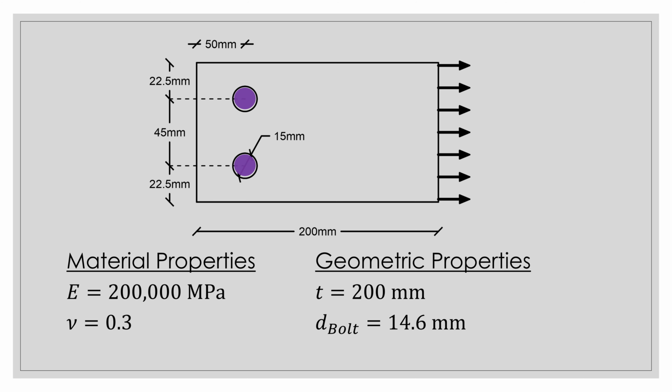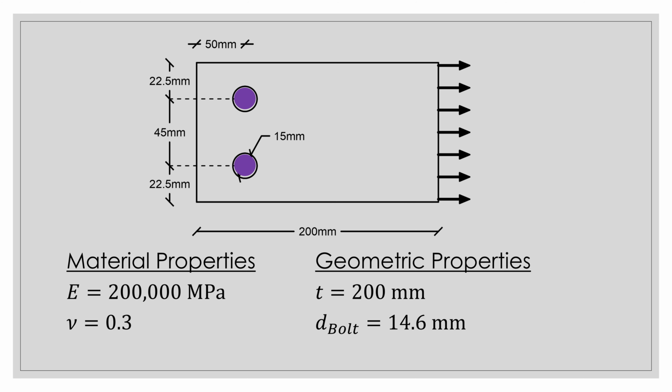Remember that with this plate we are going to add bolts into those holes, and the diameter of the bolts is 14.6 millimeters. It's important to keep in mind that the diameter of the bolts is slightly smaller than the diameter of the holes in the plate. Once we define these bolts, which are going to be defined as rigid, we are going to pull the plate and see how it makes contact with these bolts. The key to this model is defining that contact between the bolts, shown as the purple circles, and the plate.